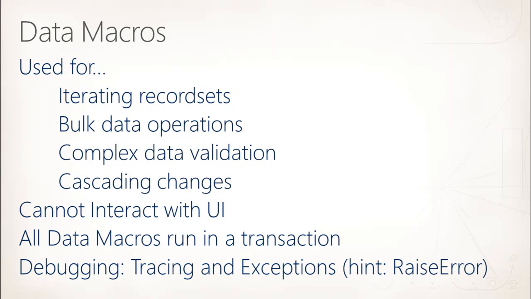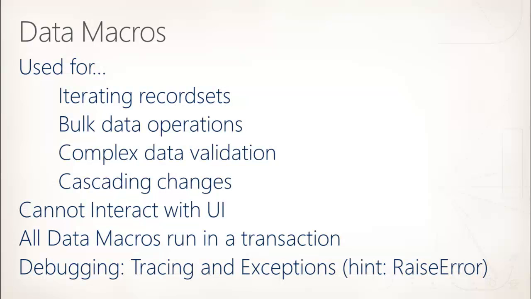And these guys are responsible for iterating record sets, doing bulk updates, doing complex data validation, and cascading changes. One table changes, and it can cause other changes to occur. It cannot interact with the UI. It has no message box. It has no ability to tell the UI layer, hey, switch from this view to this other view. It's all about expressing business logic and ensuring that the database stays consistent.